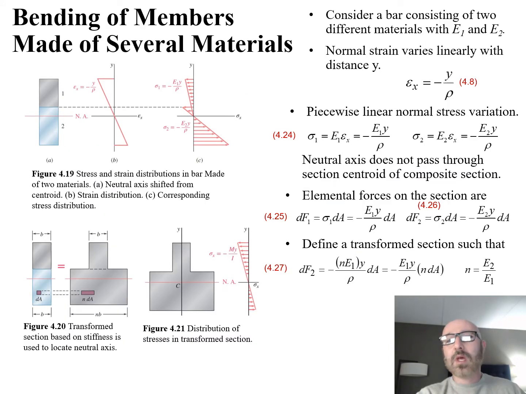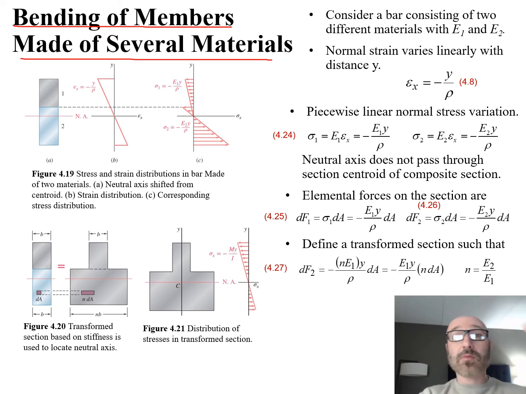So now that we've had the opportunity to look through some bending relationships for beams of single materials, what I want to do next is take a look at bending members made of several different materials. Let's consider, in figure 4.19, a bar consisting of two different materials, E1 and E2.